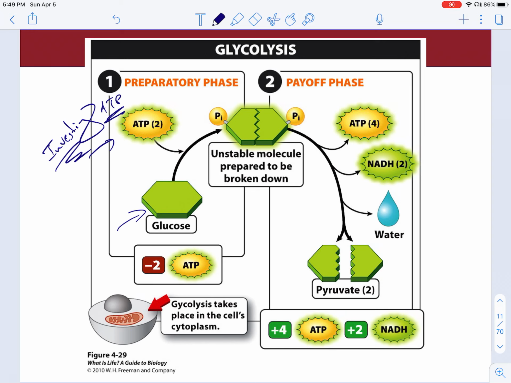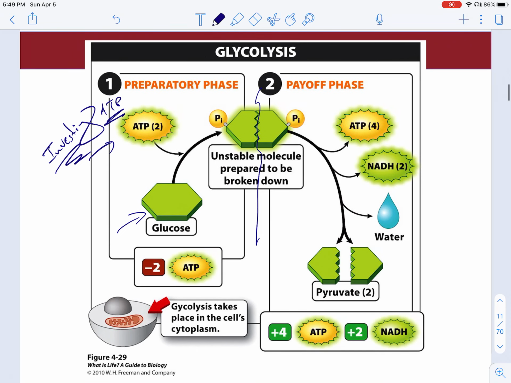So you're putting in a little bit of money into the system. That is going to destabilize that glucose. Eventually, by adding that energy to it, you split it in half. And then in that splitting process, you extract 4 molecules of ATP and 2 molecules of NADH. So you put in 2, you get back 4. So you have a net of 2 molecules of ATP.